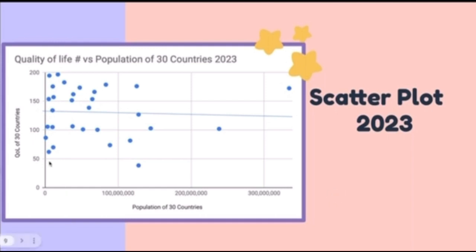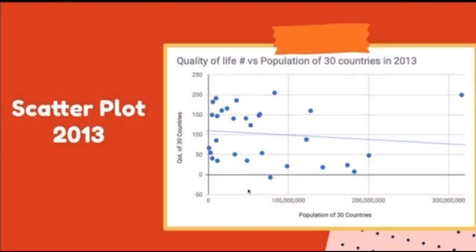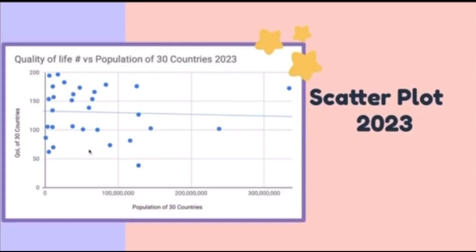However, many of the spots are higher up. As we can see, we had many more between 0 and 50 in 2013 and a lot fewer in 2023. We also still see a very weak correlation, and we do still see a negative trend, but our line of best fit is starting to even out more horizontally, so we're starting to see a shift in the trends.